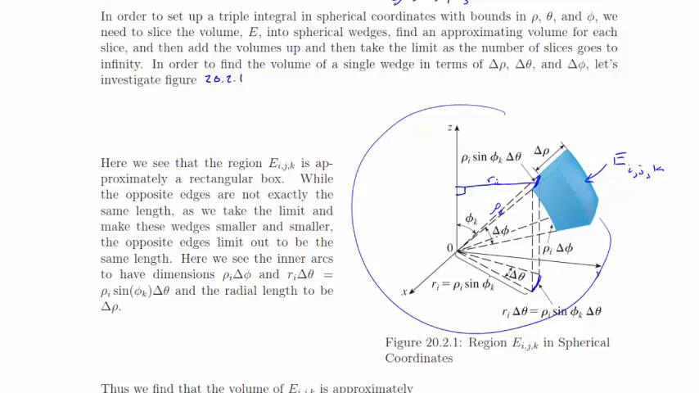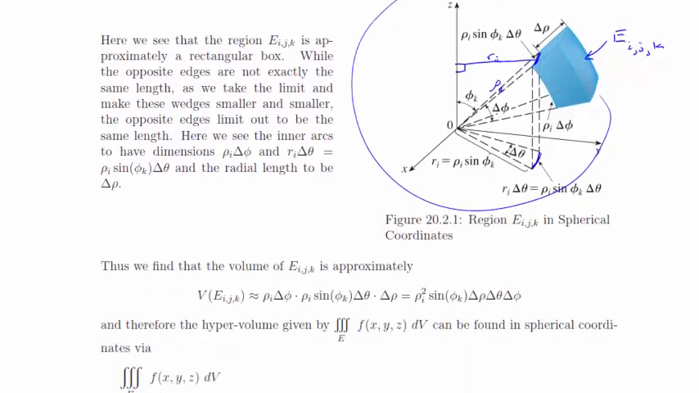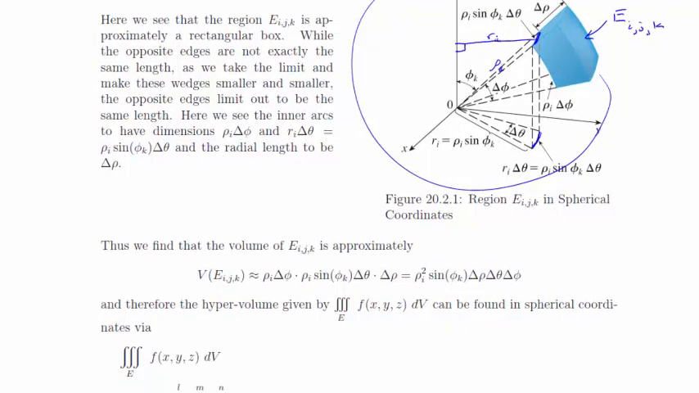Here we see the inner arcs to have dimensions rho sub I times delta phi, and r sub I delta theta equals rho sub I sine of phi sub k times delta theta, and the radial length to be delta rho. And thus we find that the volume of E sub i, j, k is approximately rho sub I times delta phi times rho sub I sine of phi sub k times delta theta times delta rho, which equals rho sub I squared times sine of phi sub k times delta rho delta theta delta phi.